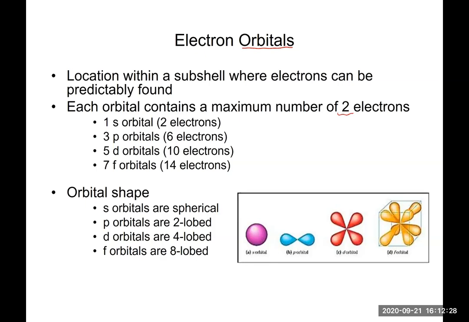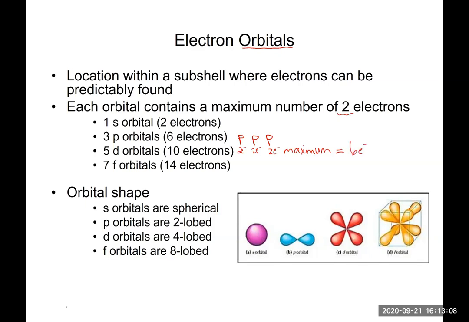So a 1s orbital has 2 electrons because there's only a single s orbital. 3p orbitals contain 6 electrons, 2 electrons for each p orbital. When we say 3p orbitals, this is what we mean. 1, 2, and 3. There are 3 of them. Each one has 2 electrons maximum. Can have less than that, but that's the maximum. And so that gives us a total of 6 electrons altogether.